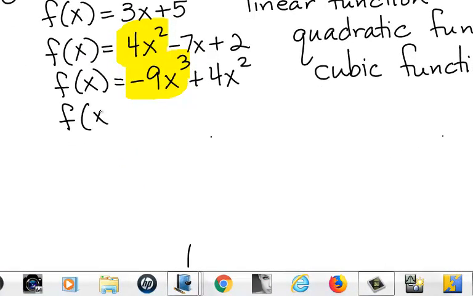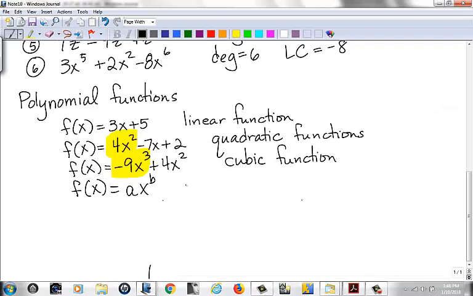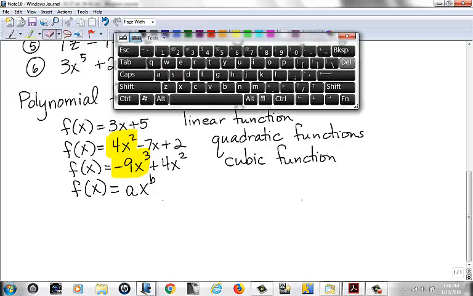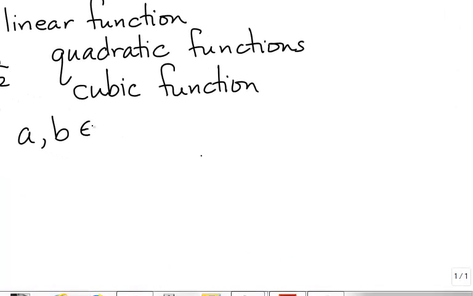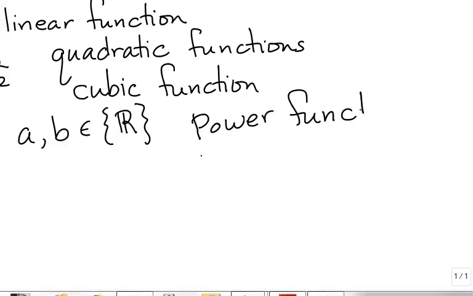And then the author also goes through this example. If you have f of x equals, in general, a x to the b power, that exponent's a letter b, a x to the b power, that is just called a power, where a and b are elements of the set of real numbers. They're not imaginary. Then this is called a power function because it's an x to any power. Okay.